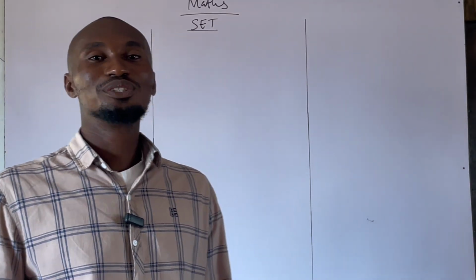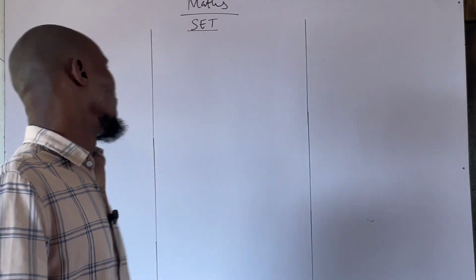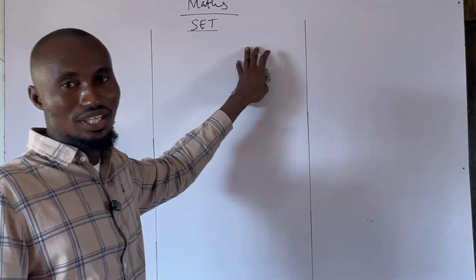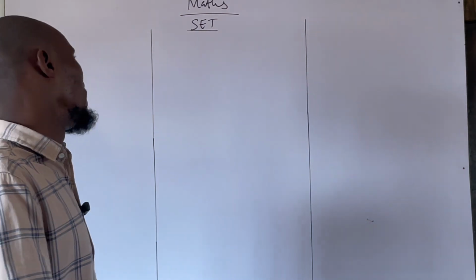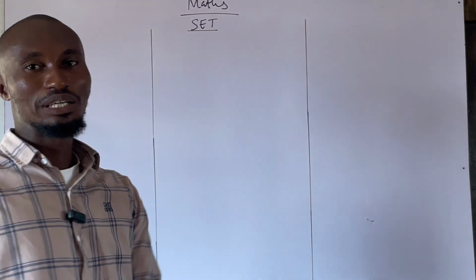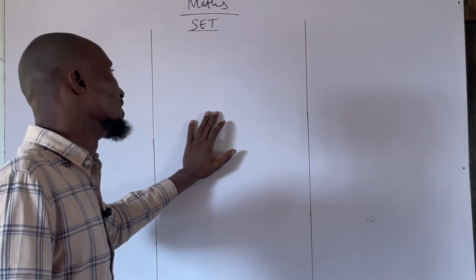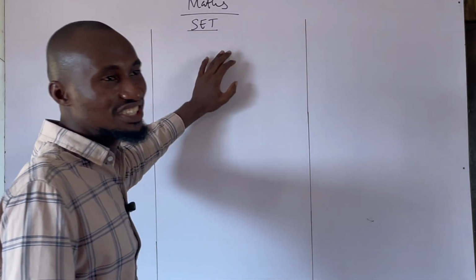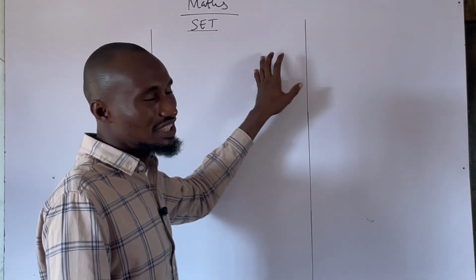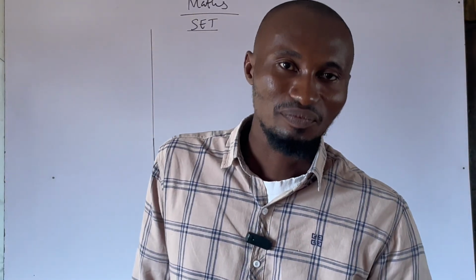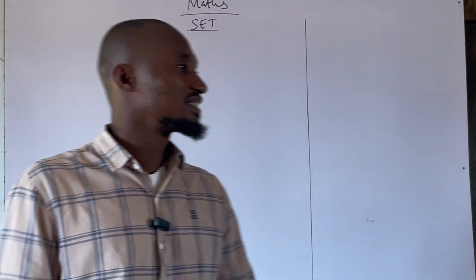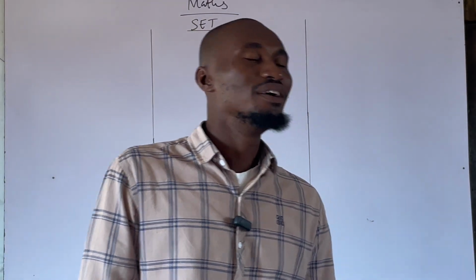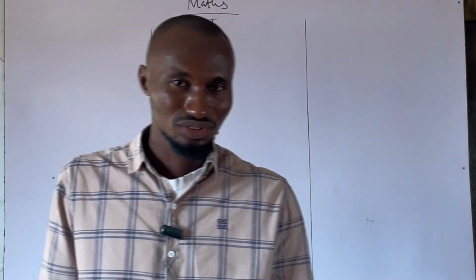In today's class, I want us to learn sets, S-E-T. This is a broad topic in mathematics, but I promise to take it precept upon precept, line upon line. First of all, I will let you know the concept of sets. After the concept of sets, we will learn types of sets with examples. After types of sets, we will learn Venn diagrams and operations.